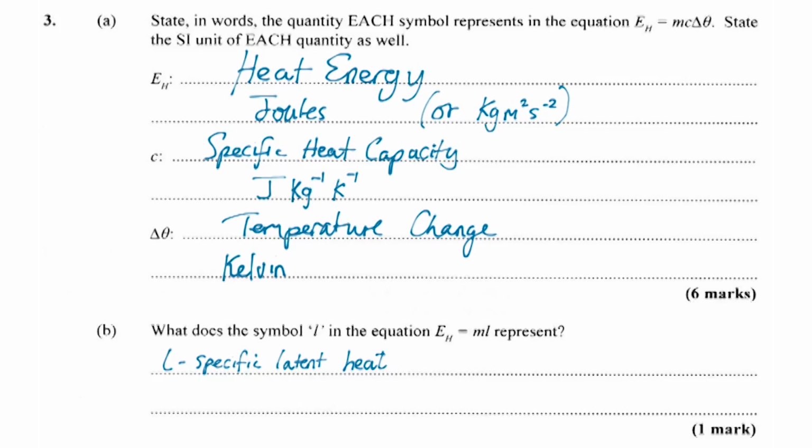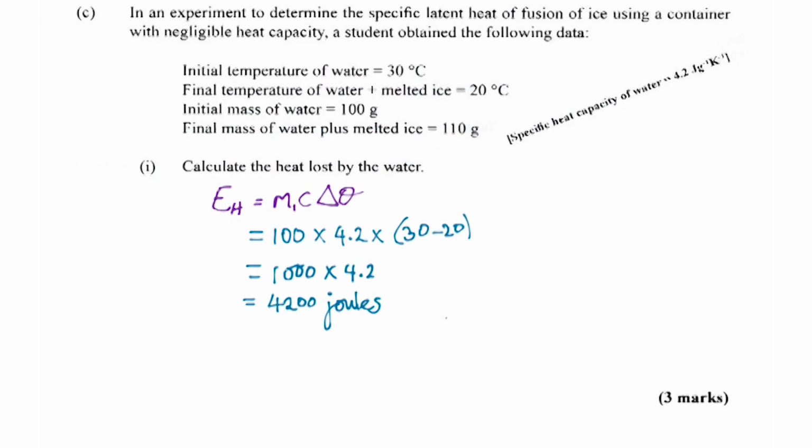Well, you should see the expression on my face right now, but you can't see it because you're just watching the screen. Anyhow, what does the symbol L in the equation stand for? Well, that's specific latent heat. Then we go on to an experiment to determine the specific latent heat. This question was a little weird, but I just follow the same procedure that you use for specific latent heat questions.